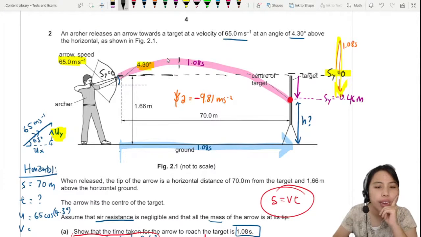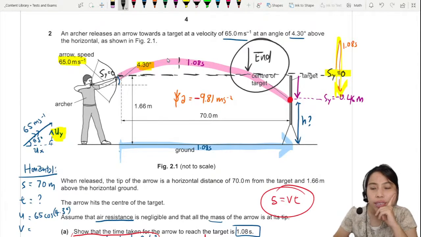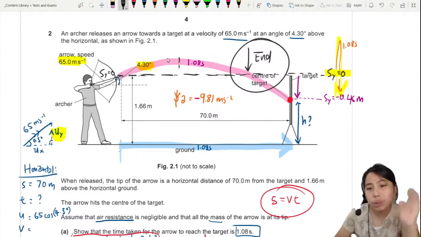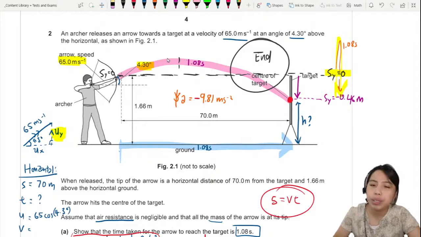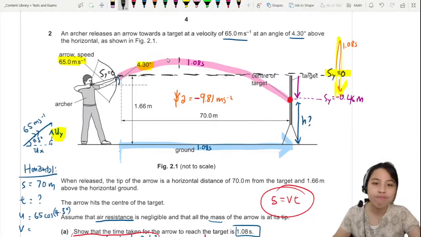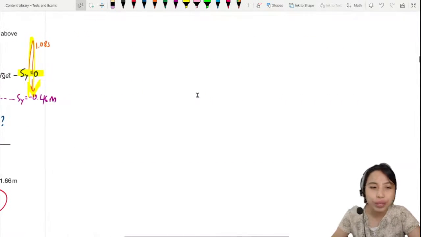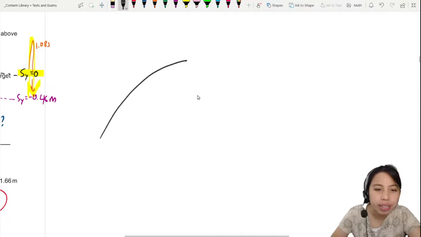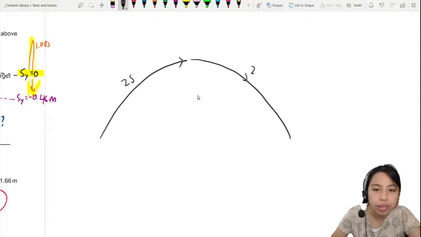If the target is here, then your path is symmetrical. But the projectile doesn't stop there. It goes below the original position. So we cannot just say it's divided by 2. For example, like this, you go to maximum height and come back down. Maybe it's 2 seconds to the top, 2 seconds to the bottom.